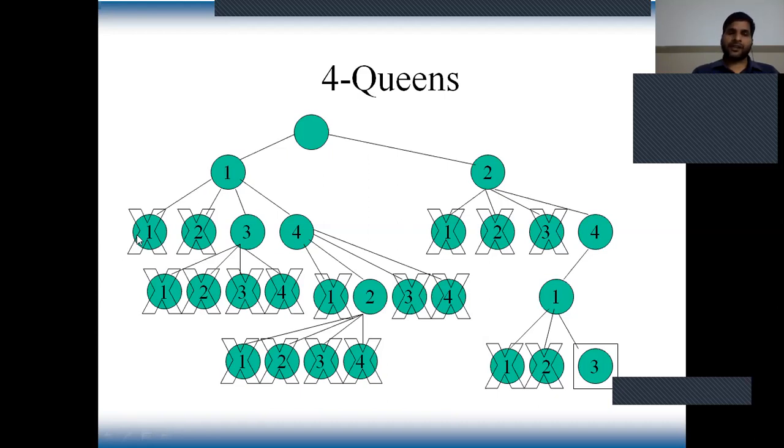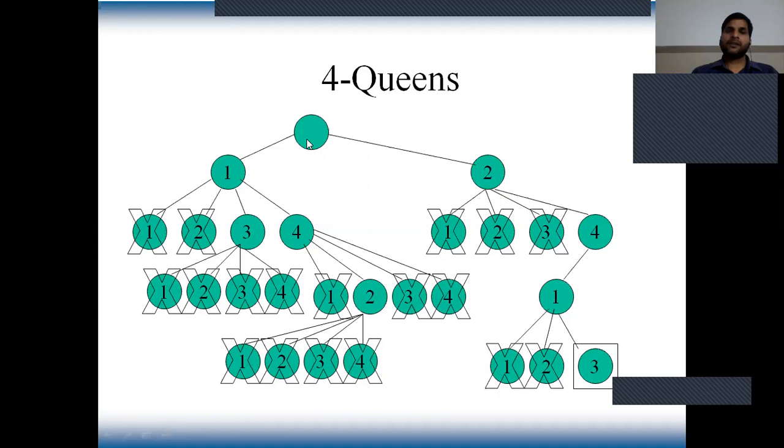So the second queen cannot be placed in the first column or second column, but we can place it in the third. If the second queen is placed in the third, then the third queen cannot be placed in the first, second, third, or fourth. So we backtrack and go to the fourth. The queen cannot be placed in the first. We can place it in the second. We cannot place the third. The third queen placed after two, then the fourth queen cannot be placed in one, two, three, four, and we cannot find the solution. So we backtrack to the parent node.